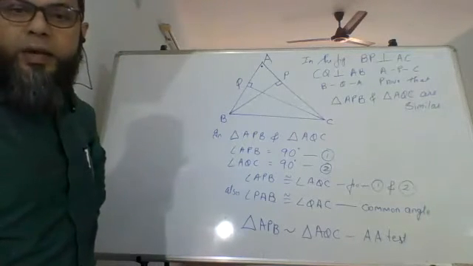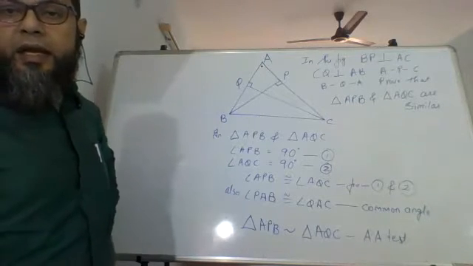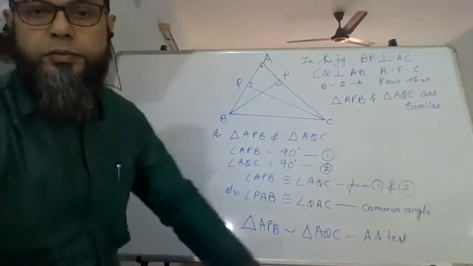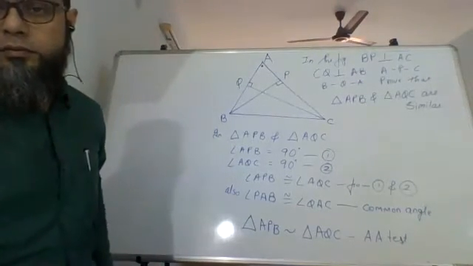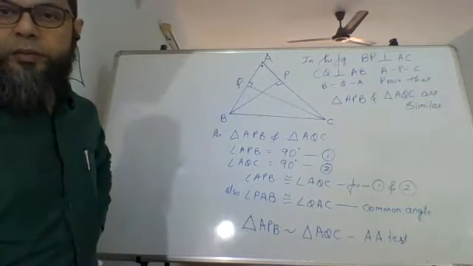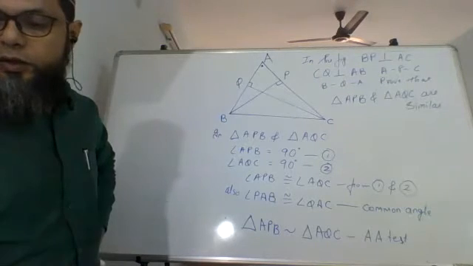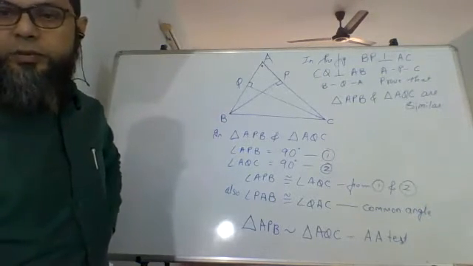The triangles are similar by AA test. Okay. Those who have joined late, let me give them a minute to copy. Then we'll look at another example, and then we'll begin with the theorem on areas of similar triangles.